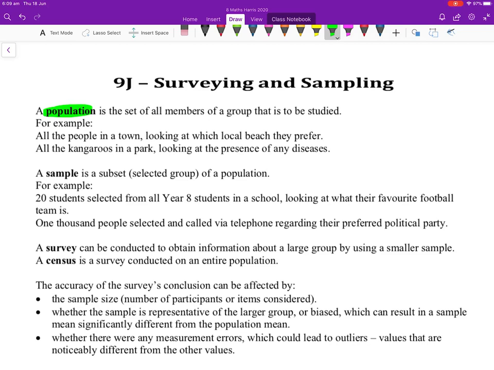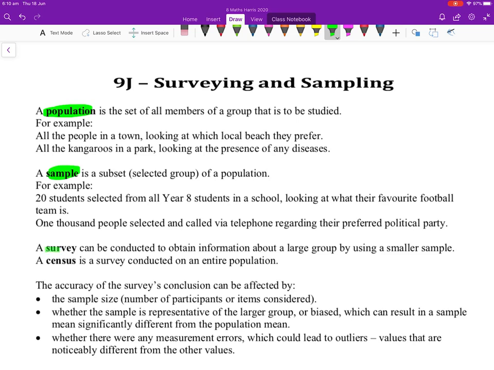A sample is just a selection. So a sample is a selection from a group. So, for example, if I was talking about Year 8 students at Central Coast Adventist School, they're just a group or a part of the full school population, so that's a sample. Sometimes it's called a subset. If I talked about the people in New South Wales, they are a subset or a sample of the people in Australia.